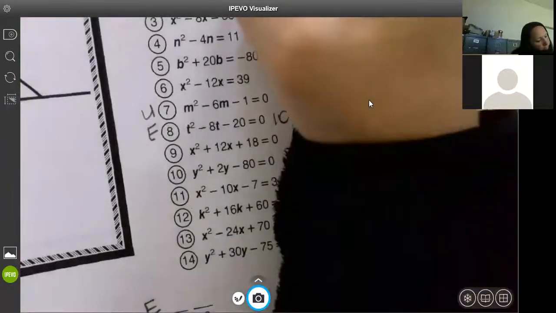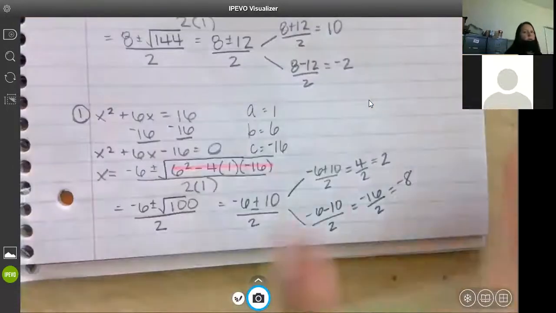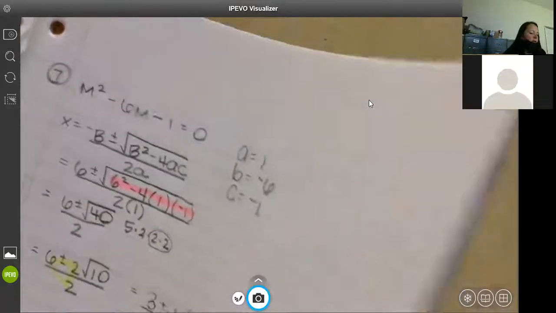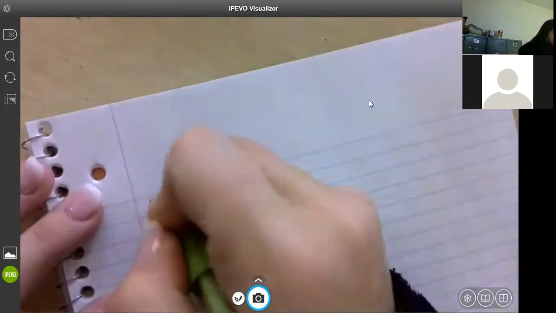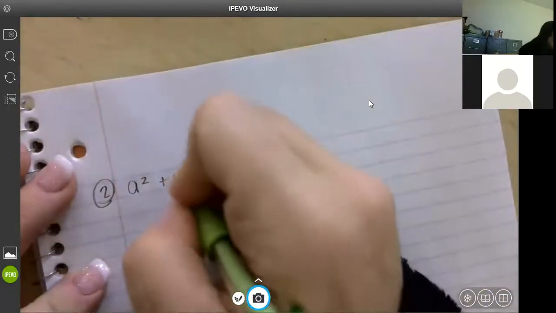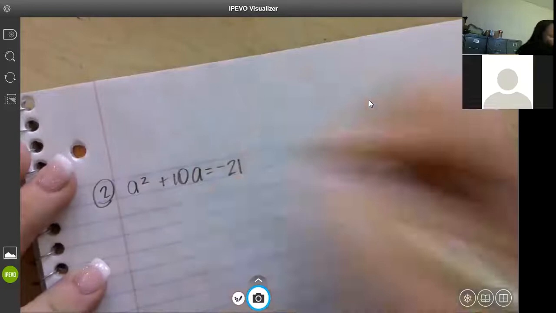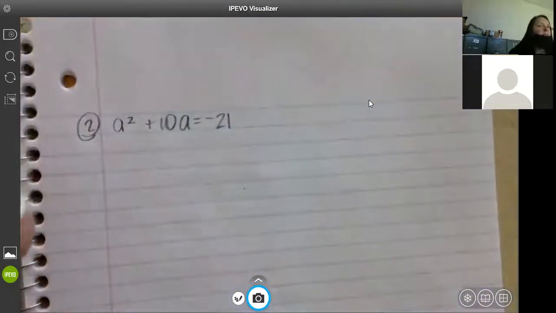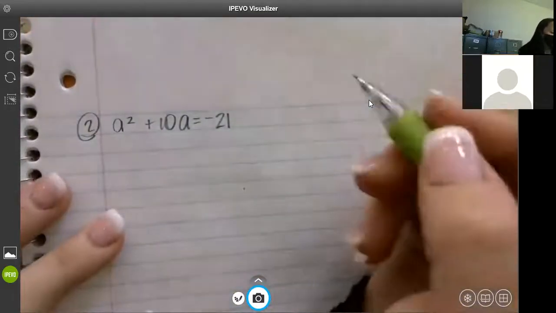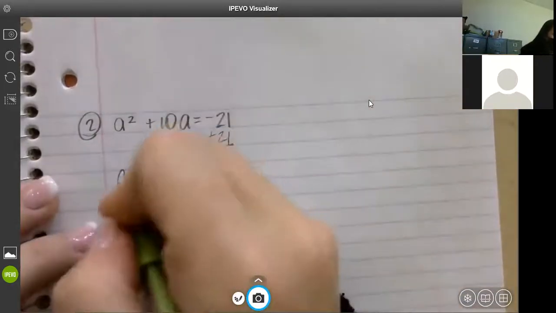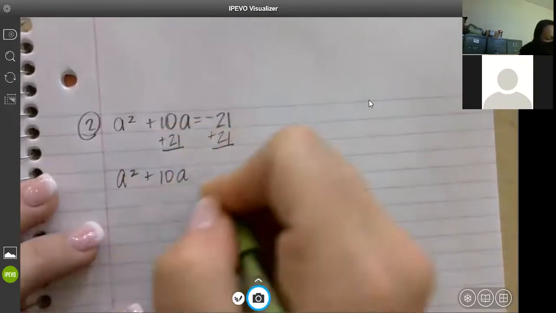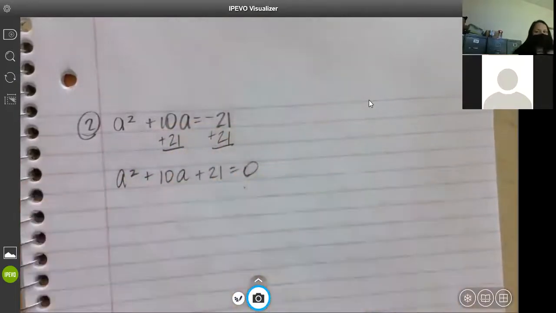Everybody good? Okay, we're going to do another one. I got like 7.5 minutes, so we should be good. We're going to do number 2, a squared plus 10a equals -21. How do I get that 21 on the other side? Add it. Perfect. Good job, guys. So I get a squared plus 10a plus 21 equals 0.